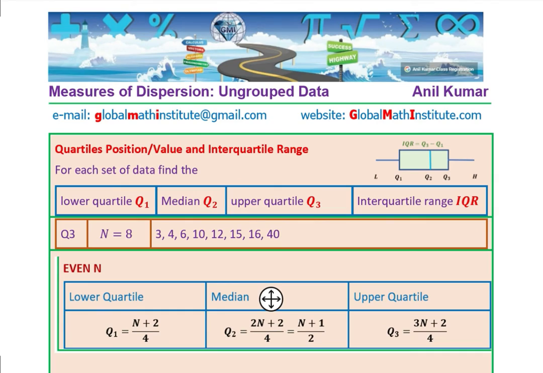Let's take up the next example, which is based on an even number of data elements. We'll still find the lower quartile, median, upper quartile, and the interquartile range. But we now have 8 elements. So in 8 elements, 1, 2, 3, 1, 2, 3, you see there are 2 in the middle. So the center value has to be in between these 2. And clearly, we have Q2 equal to 11.